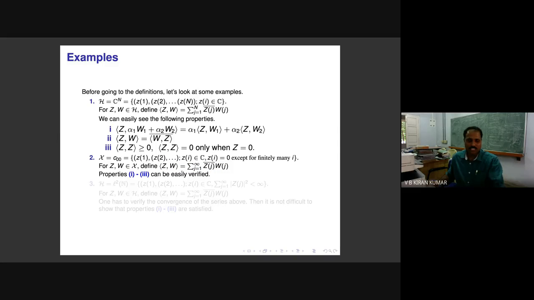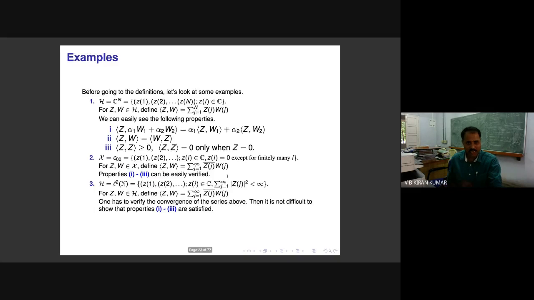Now, once convergence is not a botheration, proving these properties 1 to 3 is easy, because you can just imitate what you did in the finite case. Okay, because it's a finite sum only. So 1 to 3 is easily verified. Now let us go to the next example.